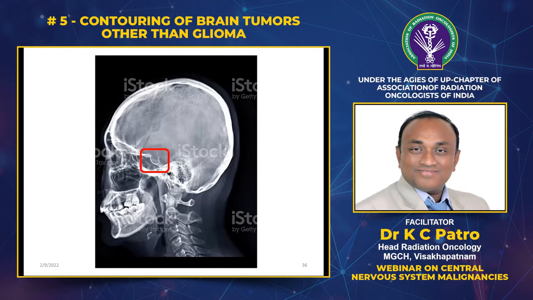Don't worry for the optic chiasma and optic nerve, because for the optic chiasma and optic nerve, mostly the tolerance dose is 54 gray. Nothing to worry. You can go directly 45 gray to 50.4 gray as per your institution protocol.